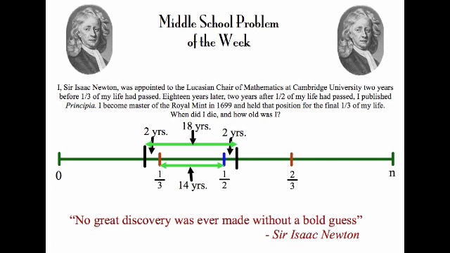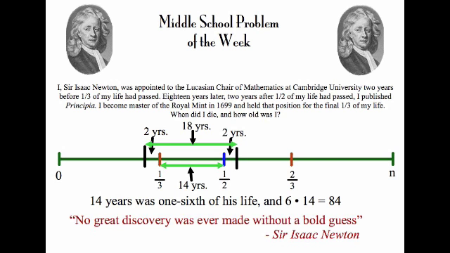And then we can determine that the difference between the 1/3 portion of his life and the halfway point in his life is 14 years by doing 18, take away the 2, take away the other 2. And since we know the difference between 1/3 and 1/2 is a sixth, we now know that 14 years was 1/6 of his life, and 6 times 14 is 84.